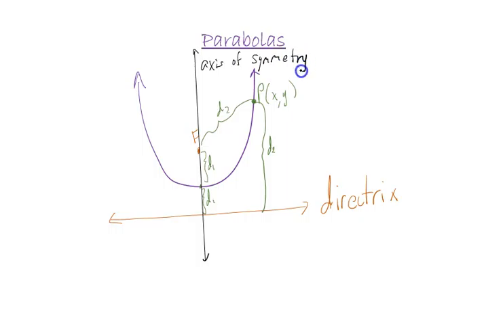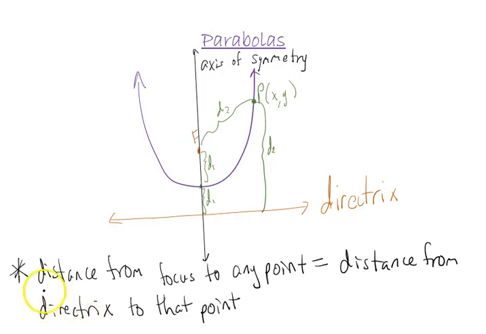Alright, so three things. Focus is the point, directrix is the line behind the parabola, and then the axis of symmetry is where you could fold the parabola on top of itself. Okay, I want you to write down that statement that I made a minute ago so that you'll remember to review it, that the distance from the focus to any point equals the distance from the directrix to that point. So again, that's really important. Take a moment to write that down.